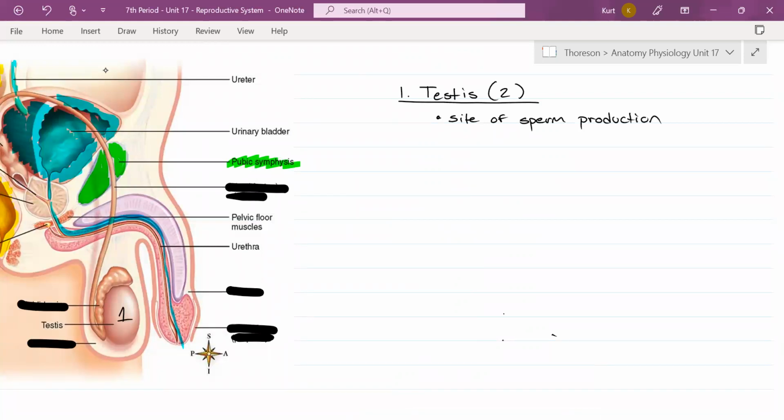When do males typically begin to produce sperm? Puberty. For you guys, middle school. When do you stop? You don't. Until you die or you lose your testes, whichever comes first. Not only do they produce sperm, but what hormones do they produce? It also produces testosterone.